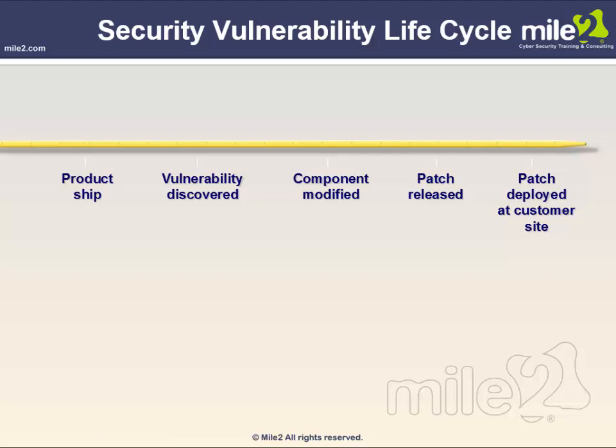All right, now when we look at the security vulnerability life cycle, basically what happens is you have a vendor that ships the product out. The users of the product generally will find some kind of flaw, some kind of error, something that's not working, and lo and behold, it's a vulnerability that they've discovered. Now what happens is the vendors get a hold of this, and they make modifications to those components. And with that, they come up with a patch. The patch is released. Then the patch would be deployed at the customer site. Now, Microsoft does this through the use of automatic updates.